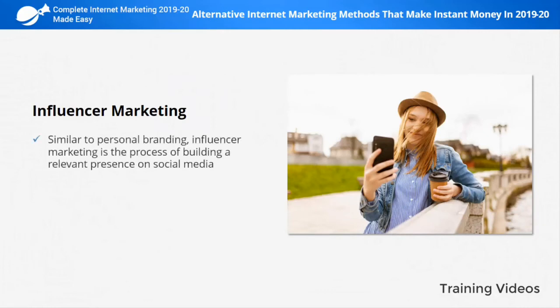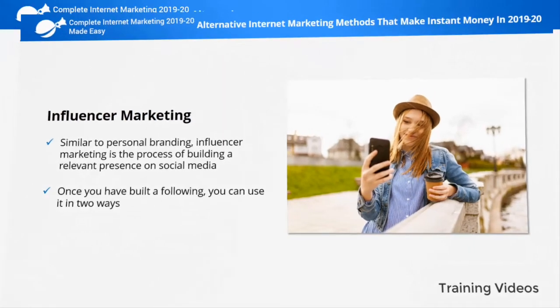Influencer marketing. Similar to personal branding, influencer marketing is the process of building a relevant presence on social media. You do this by creating an account where you provide valuable content and entertainment to a niche audience to build trust and authority. Once you have built a following, you can use it in 2 ways. On one hand, you can promote your own business or affiliate offers. Your audience trusts and likes you, so it's easier to convert them. On the other hand, you can use your following as social proof to get sponsorship deals.